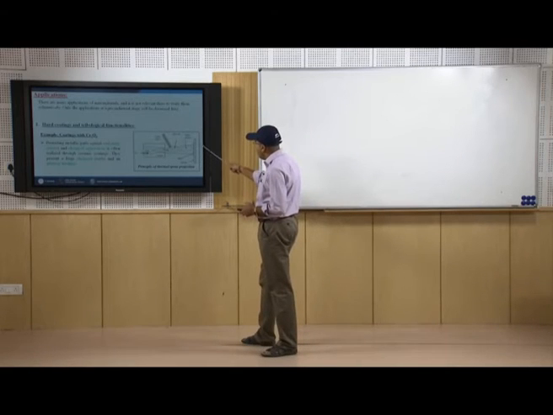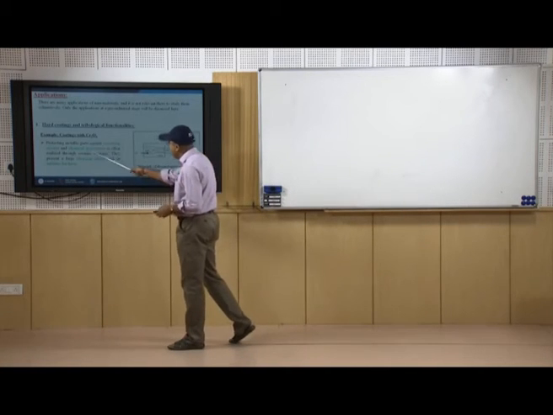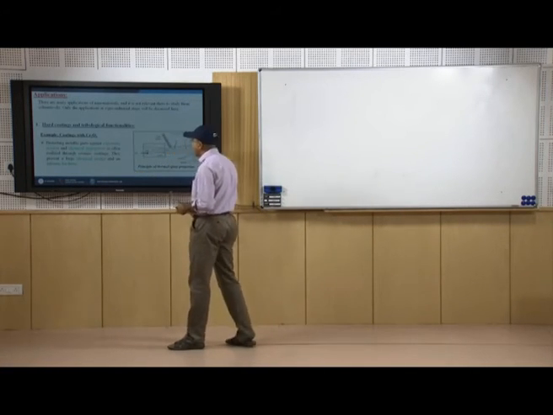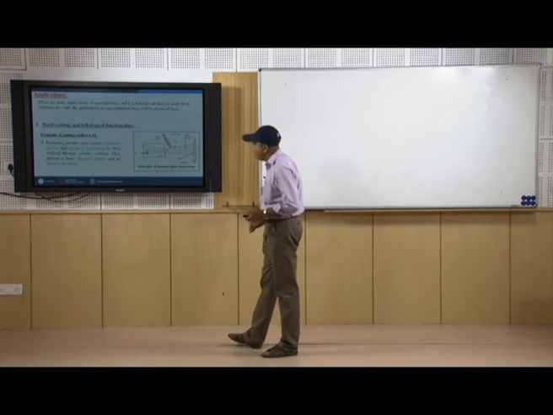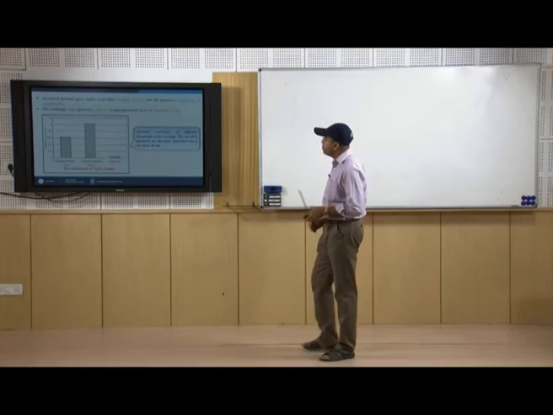Then it is making a layer form onto the substrate itself, like a thin film. So, protecting metallic parts against corrosion, erosion and chemical aggression is often realized through ceramic coatings. They present a huge chemical inertia and an intrinsic hardness. So, just applying the chromium oxide onto the substrate itself, we can enhance these kinds of properties of our substrate.